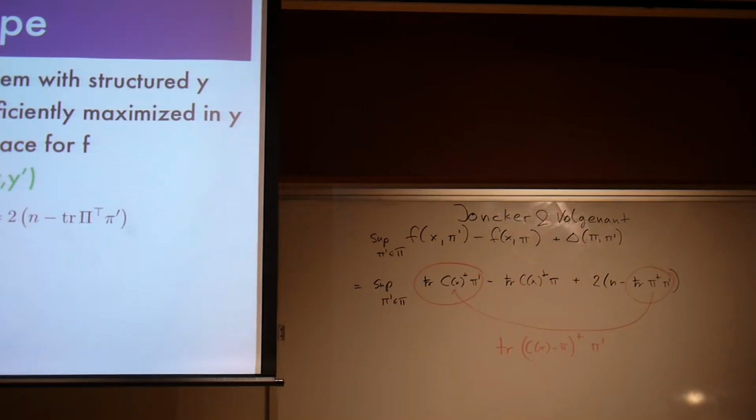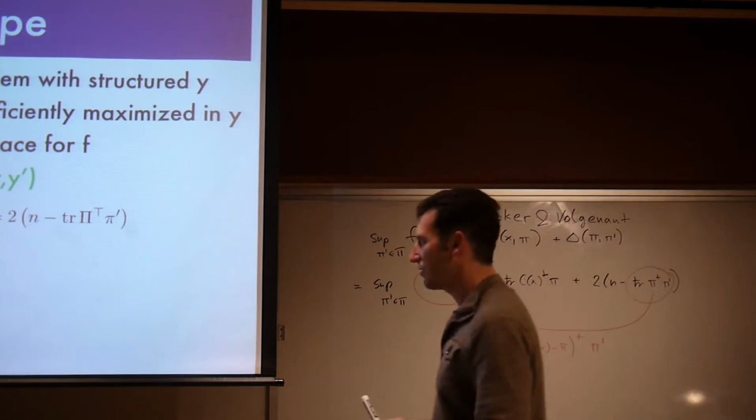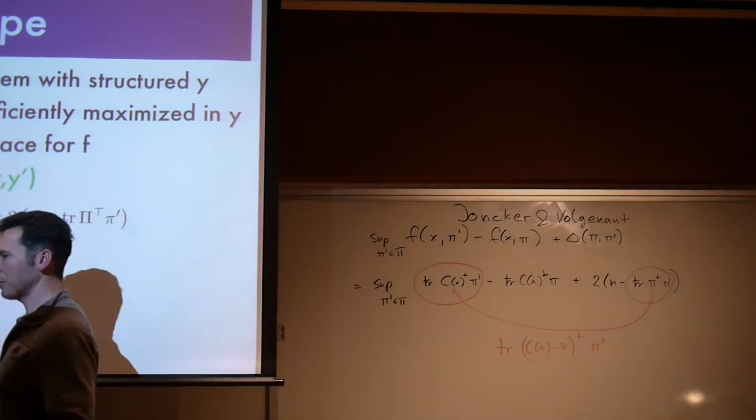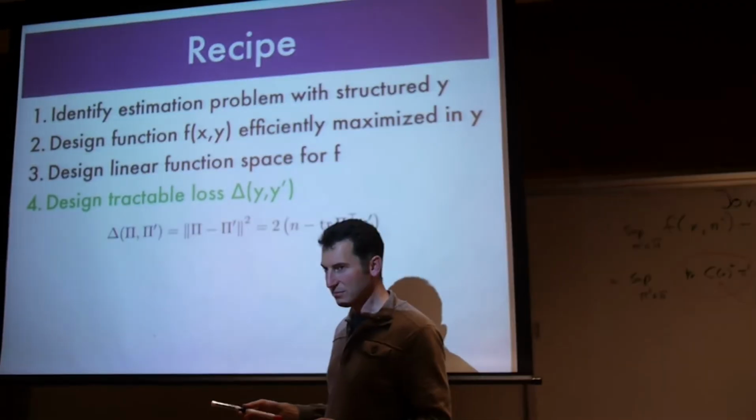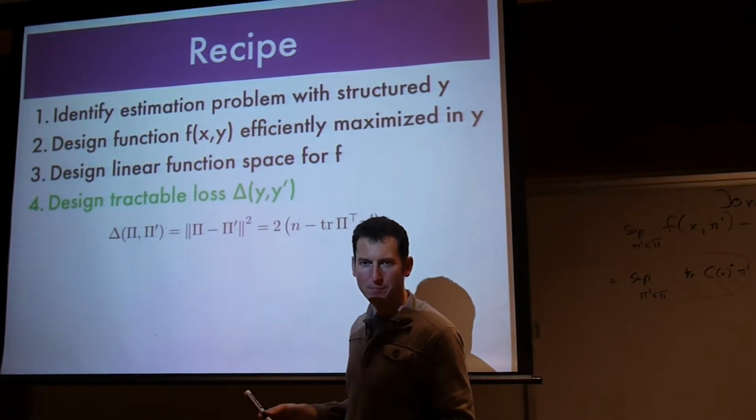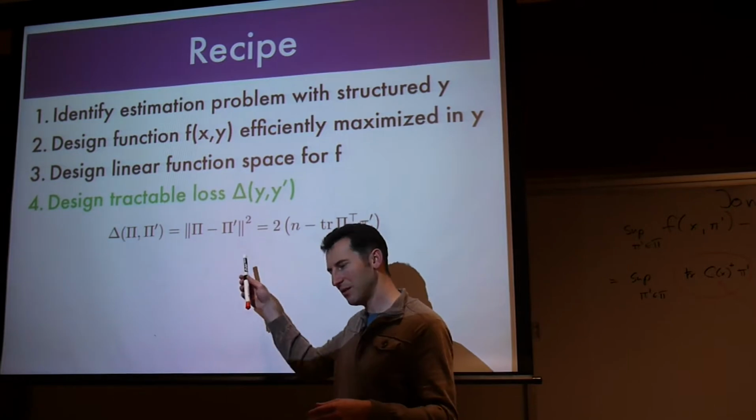So this is essentially how you go about it, right? So now we have this tractable loss, and we need to solve the optimization problem, which is what I just showed you. And at that point, you take your graphs, plug them in, and iterate.